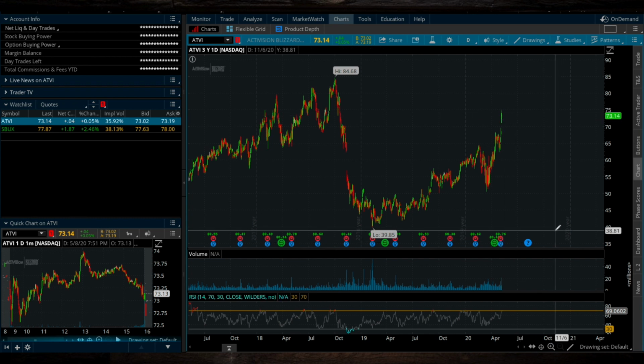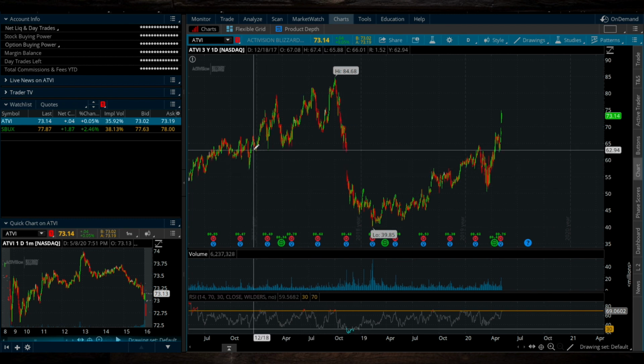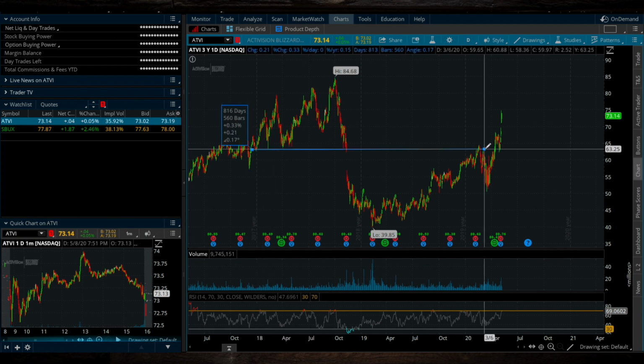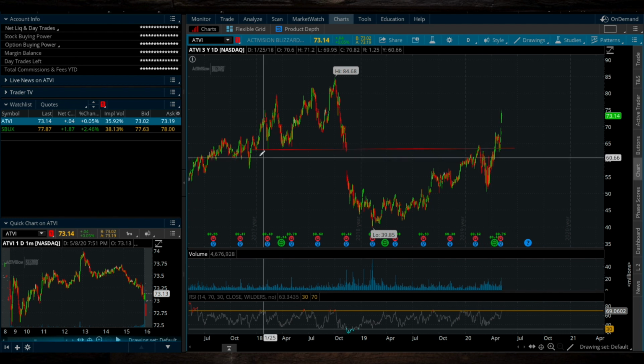Okay, so let's start looking for some areas where we can draw lines of support and resistance. We're looking for areas where the stock has changed direction. So we'll look at the peaks and the valleys. So the first one I'm seeing is right about here. So let's go ahead and draw a line all the way across, and we can see it's got some touch points later on, right around here. And that's really good. That's what we're looking for.